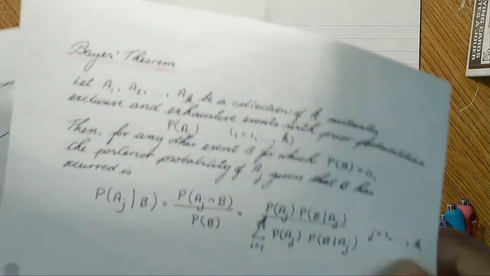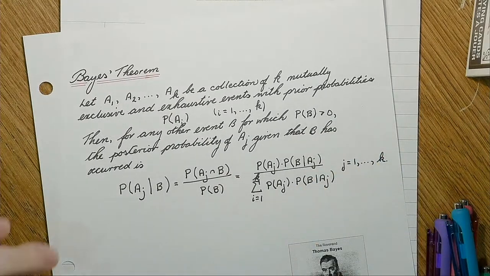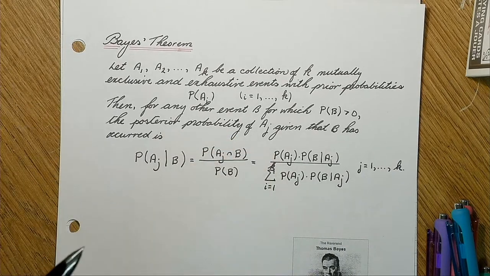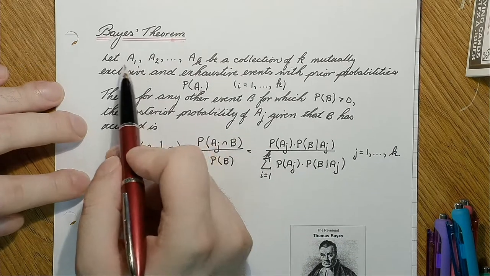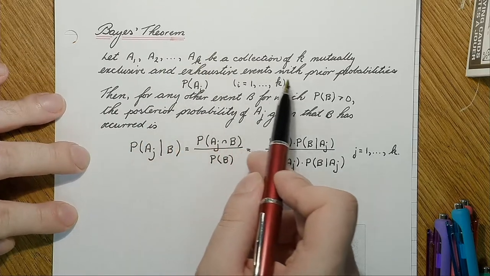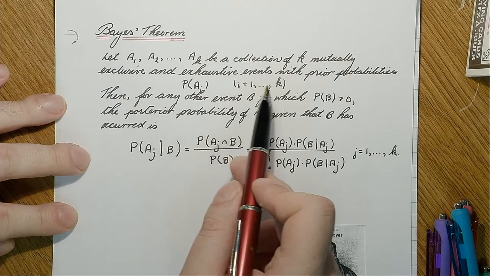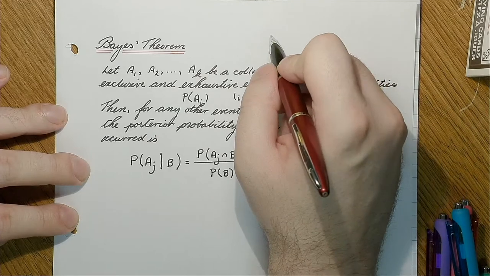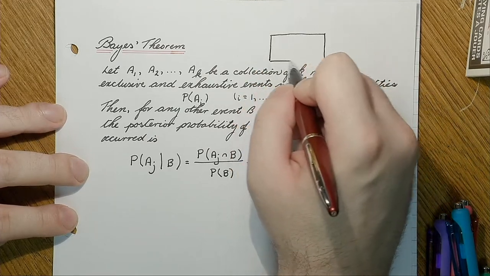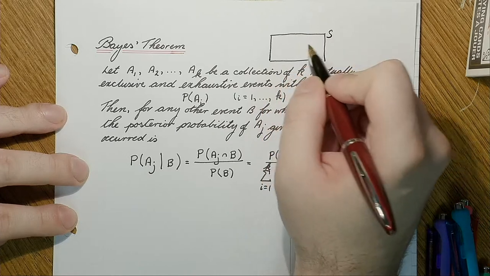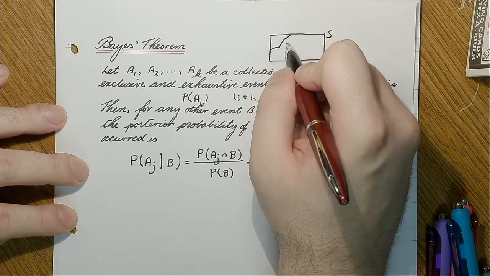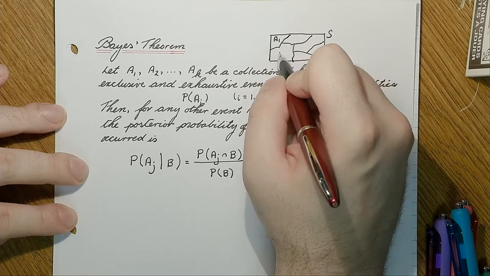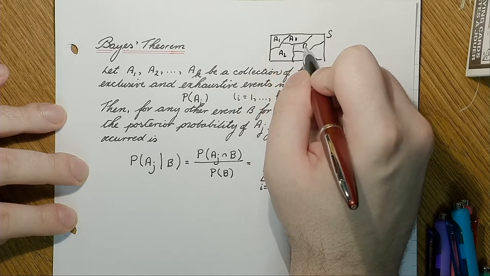In the textbook, they do give a little bit of a more generalized version of Bayes' theorem. So you let A1, A2, all the way up to AK be a collection of K mutually exclusive and exhaustive events with prior probabilities. All they're saying with exhaustive is that together they make up the entire sample space, S. They just break it up into the entire sample space. So you could have A1, A2, A3, A4.